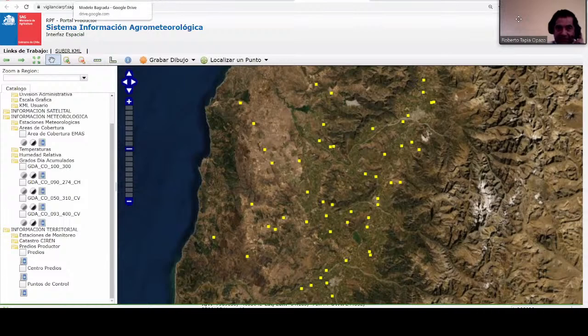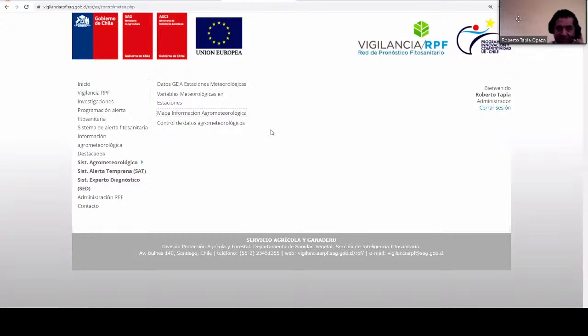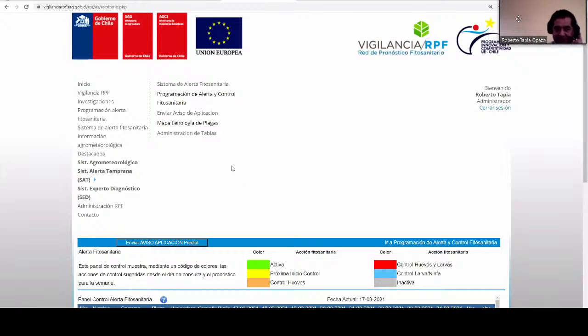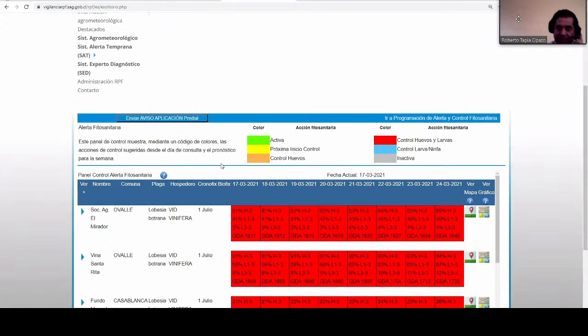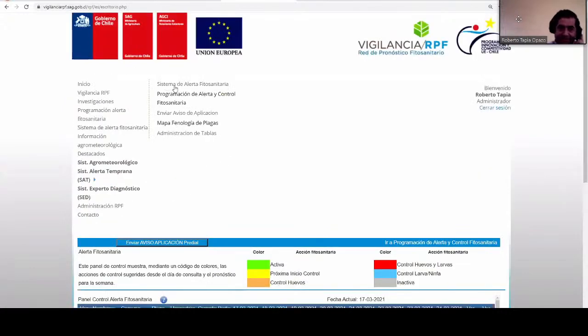So this information serves as input from the early warning system, which is here. This is the agro-meteorological system, the one that is below this, and it's for farmers. So we see a panel for phytosanitary warning and oversight or control, and then we see a phenological map for pests, and sending warnings out for application purposes.